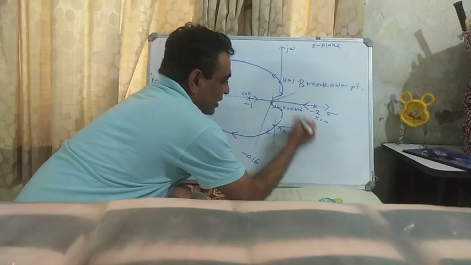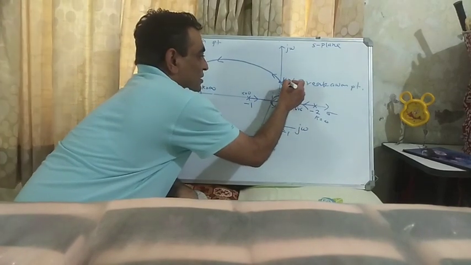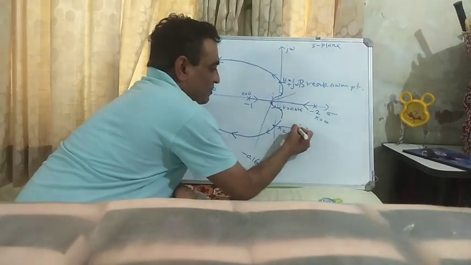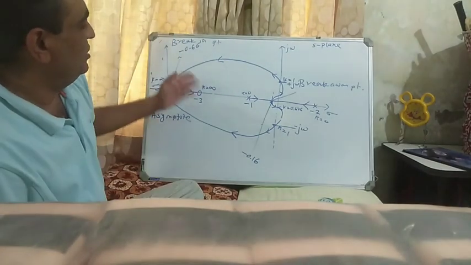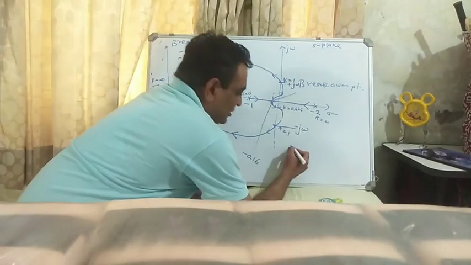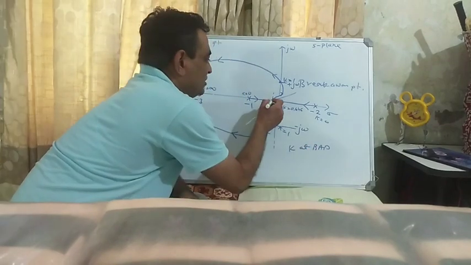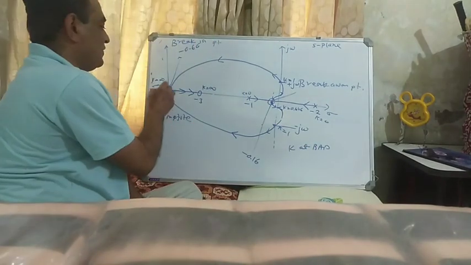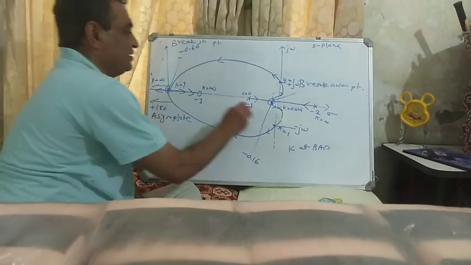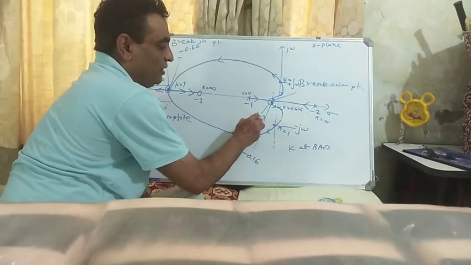This was j omega, so this is minus j omega. This is plus j omega. This is minus j omega. And you need to find the value of k at the breakaway point. So what is the value of k here? What is the value of k here? You need to identify that, with the gain rule.